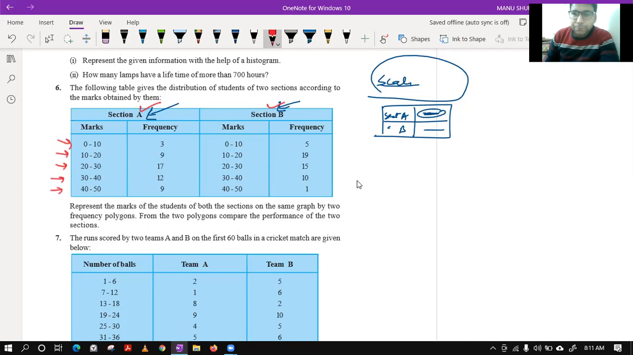First condition is met. Second condition is we have to see the class width. It is same, 10 on each side. So there is no issue. Third thing, we have to find a new column, which is of class marks. Class marks is found by lower limit plus upper limit upon 2. So it will be 10 plus 20, 30 upon 2, 15.